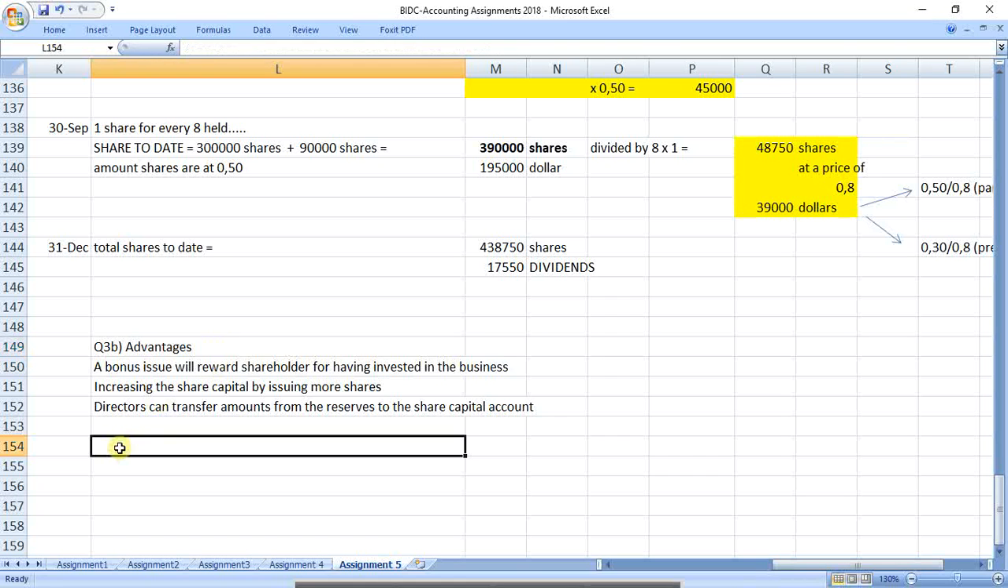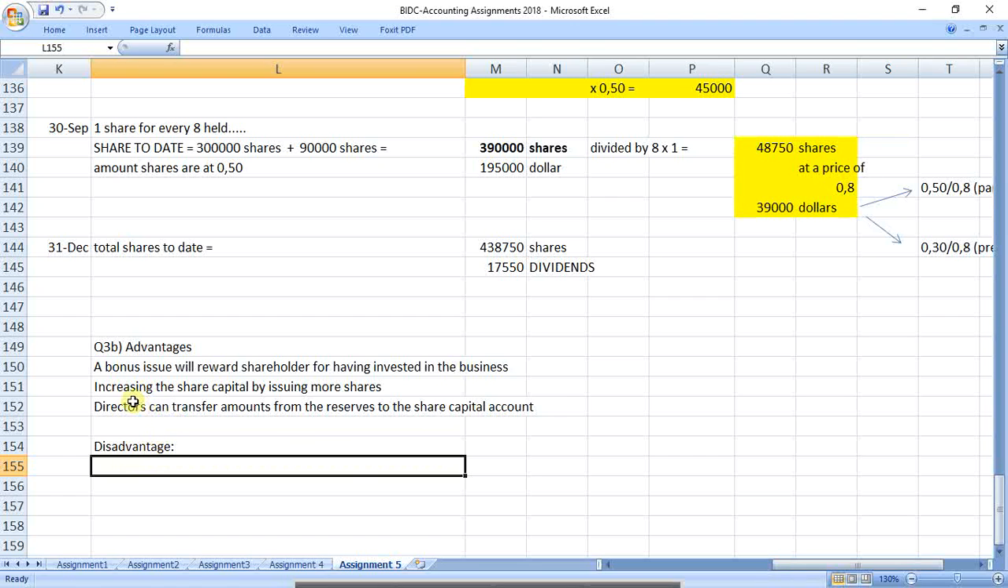We need one disadvantage. Okay, a disadvantage could be if you're giving away more equity. Oh, I see another advantage here. The control of the company does not change. It remains with the existing shareholders. That's another one. Let's add that.